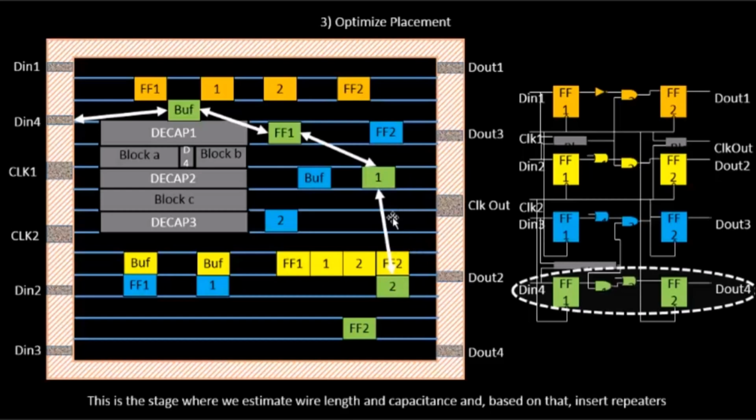So this distance still looks a bit high, so let's place a buffer over here. Then let's route from 1 to buffer and buffer to 2, and finally from 2 to flip-flop 2, and then flip-flop 2 to D out 4. So we have done a significant amount of buffering in this area, and basically the complete logic is now optimized based on the placement condition.